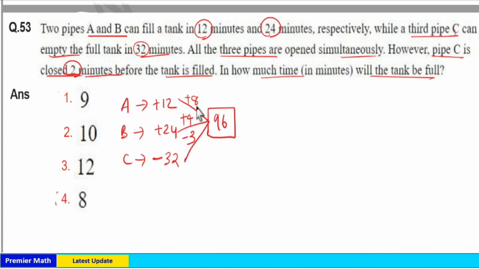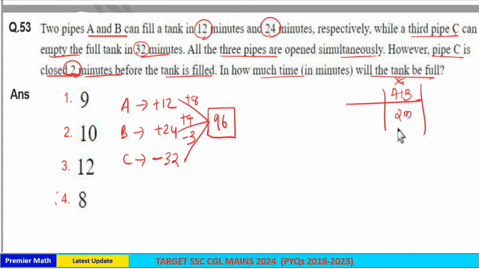A can fill 8 unit in 1 minute. B can fill 4 unit in 1 minute. C can empty 3 unit in 1 minute. Now in the last 2 minutes only A and B are open. C is closed. So in the last 2 minutes, A and B together fill: in 1 minute, A and B together fill 8 plus 4, 12 unit. Then in 2 minutes, 12 into 2, 24 unit is filled by A and B in the last 2 minutes.